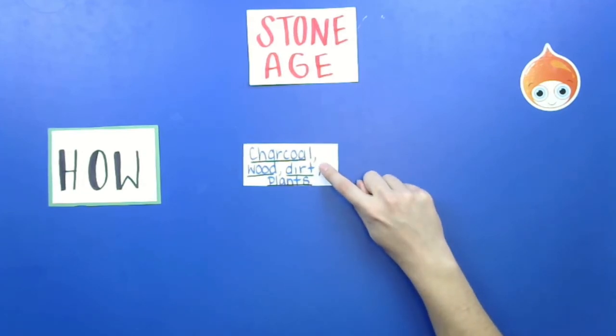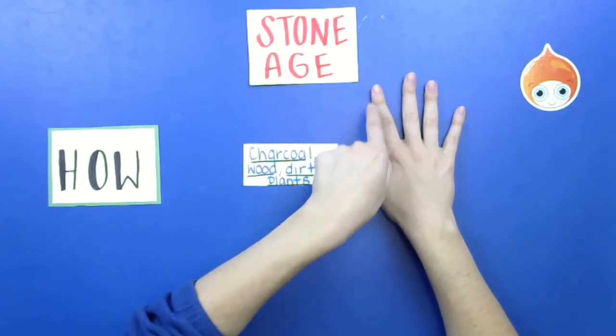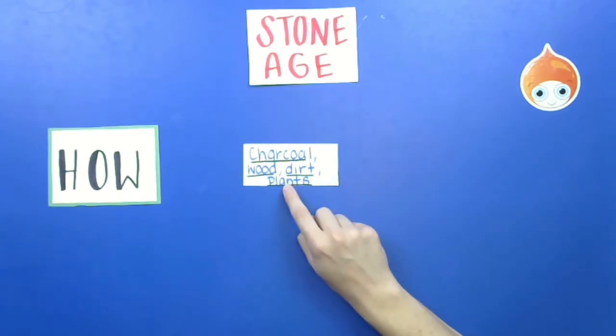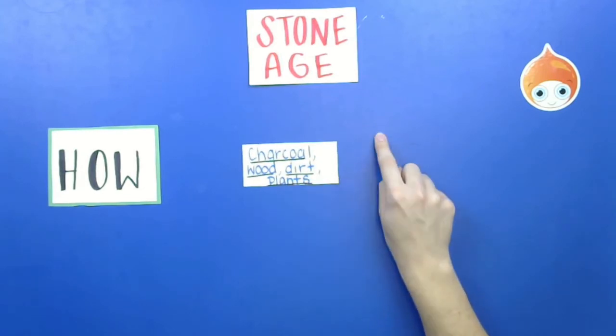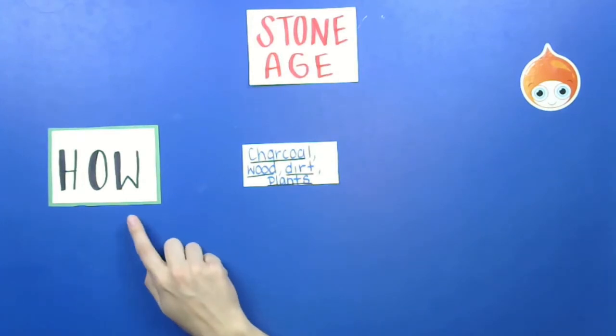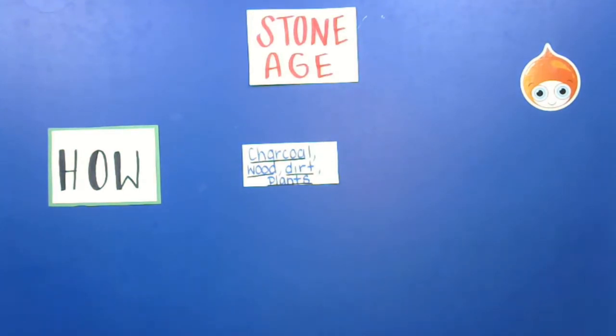Dirt, because if you saw the handprints, they would blow dirt around it or use dirt to paint onto the walls. And plants is how they created their paint as well, with the dirt. So charcoal, wood, dirt, and plants. Those are going to be the four things on how they created their art.